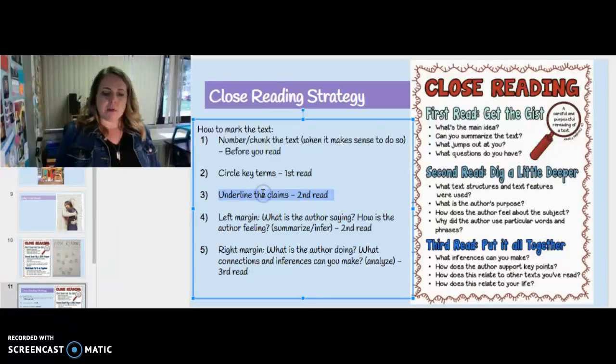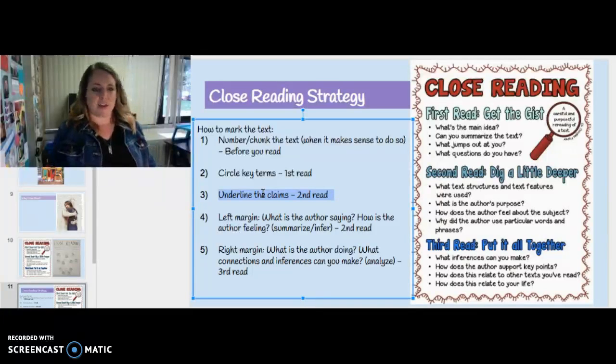And then the next thing we want you to do is underline any claims that the author makes, any opinions that the author has that she kind of states as facts. Global warming is a serious issue. That's something that she's stating as a fact, but it's her perspective or her outlook, not necessarily an opinion, but you know what I mean. So that's what we're going to do then.